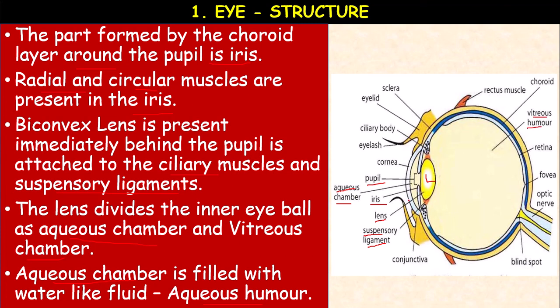The aqueous chamber is filled with aqueous humor, the liquid. This liquid will filter the light entering the eye. And the vitreous humor acts like a medium for the formation of the image.